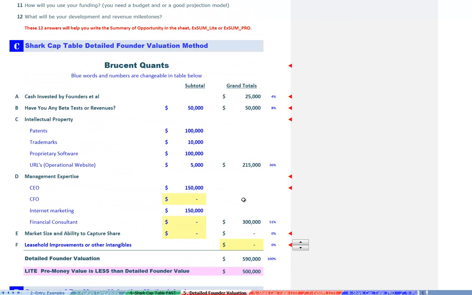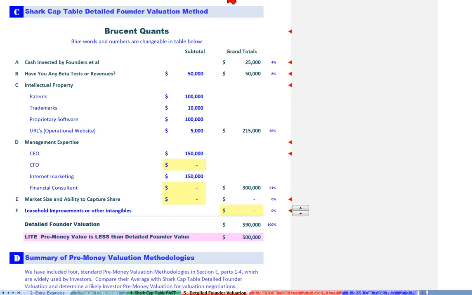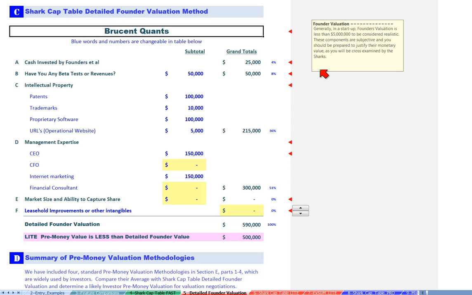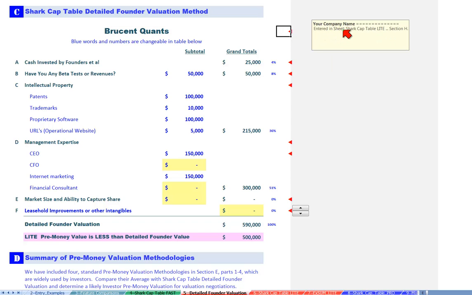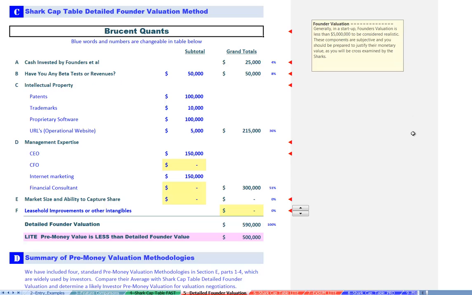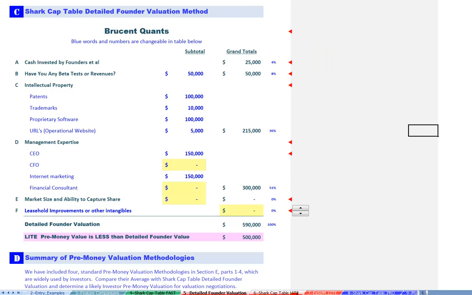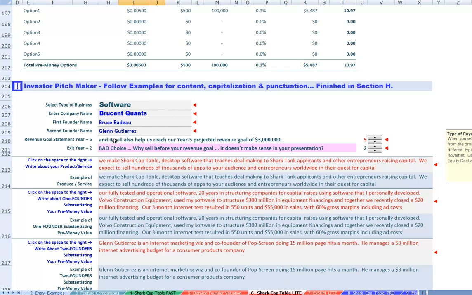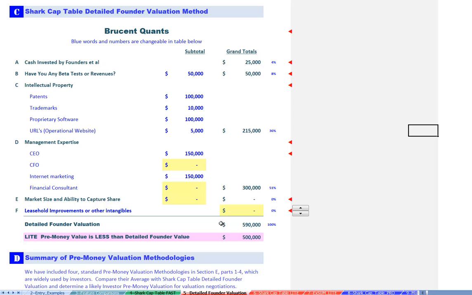Now, of course, the first founder valuation method is going to be our method. And this name is the name of our little company. And this is acquired by going and entering in the sheet Shark Cap Table Light section H. This is all locked down. Anything that's not blue is locked down. So if you try to change it, you're not going to change it. You have to change it over here at the bottom, down here. See? Right there. Okay, let's go back to page number 5.